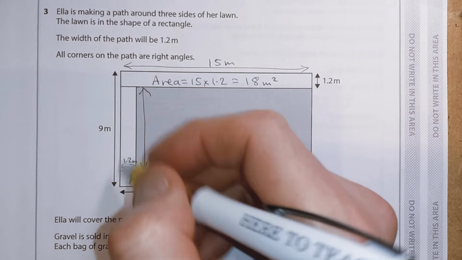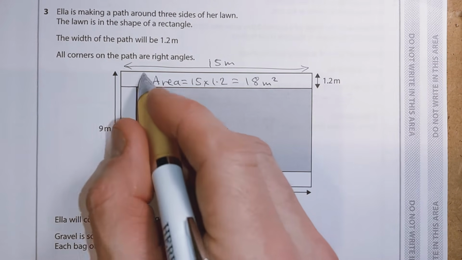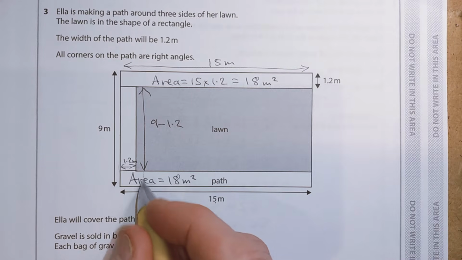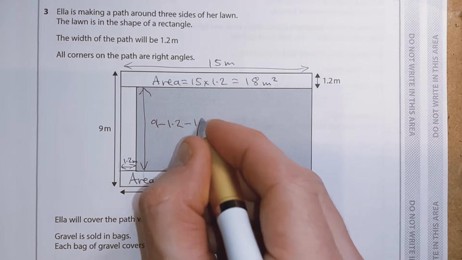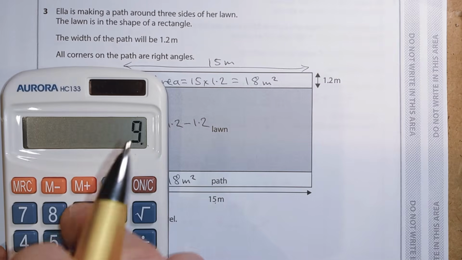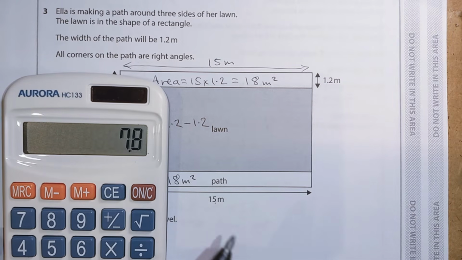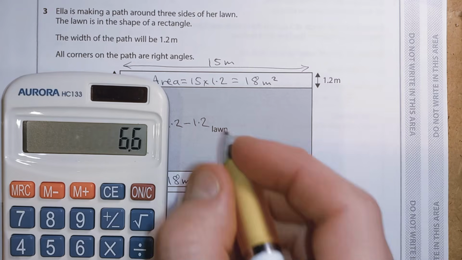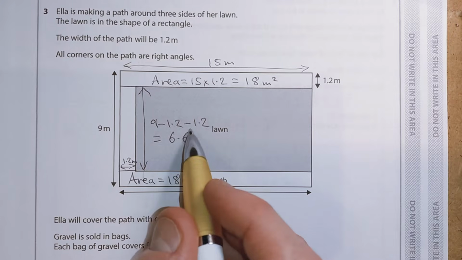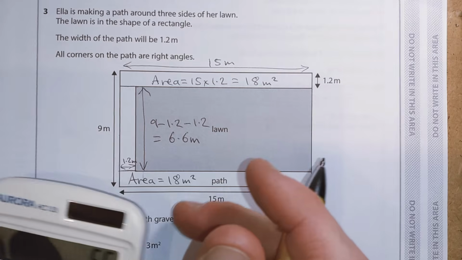Well, we know the whole thing is 9 metres, so we're starting with 9 metres, but we want to take off 1.2 metres at the top, and then we want to take off another 1.2 metres down here. So if we do 9 minus 1.2 metres, and then minus another 1.2 metres, we get 6.6 metres. You could add the two 1.2s together and take them off in one go. It's fine, you'll get the same answer.